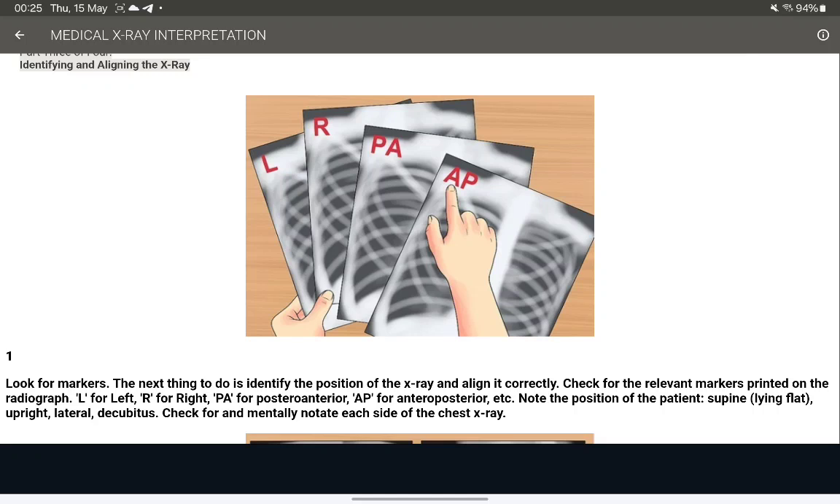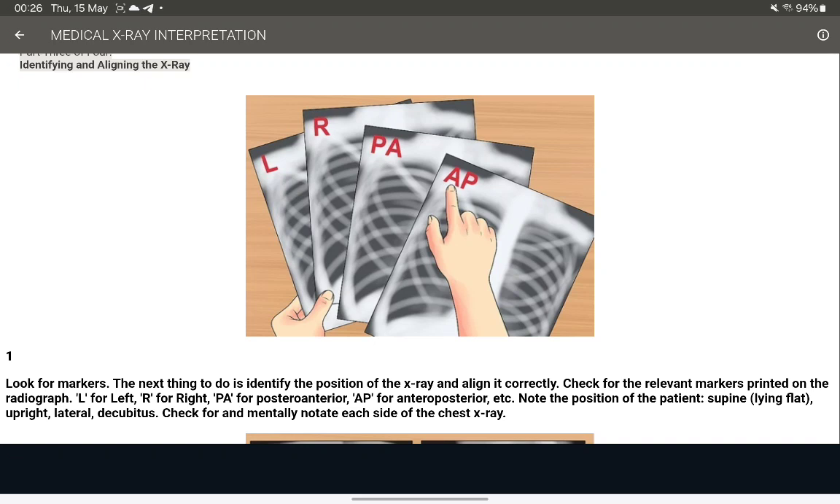Look for markers. The next thing is to identify the position of the X-ray and align it correctly. Check for the relevant markers printed on the radiograph. L stands for left, R stands for right, PA for posterior anterior, AP for anterior posterior, etc. Note the position of the patient. Is it supine, meaning lying flat, or upright, standing, lateral, decubitus, that means the patient lying on his side.